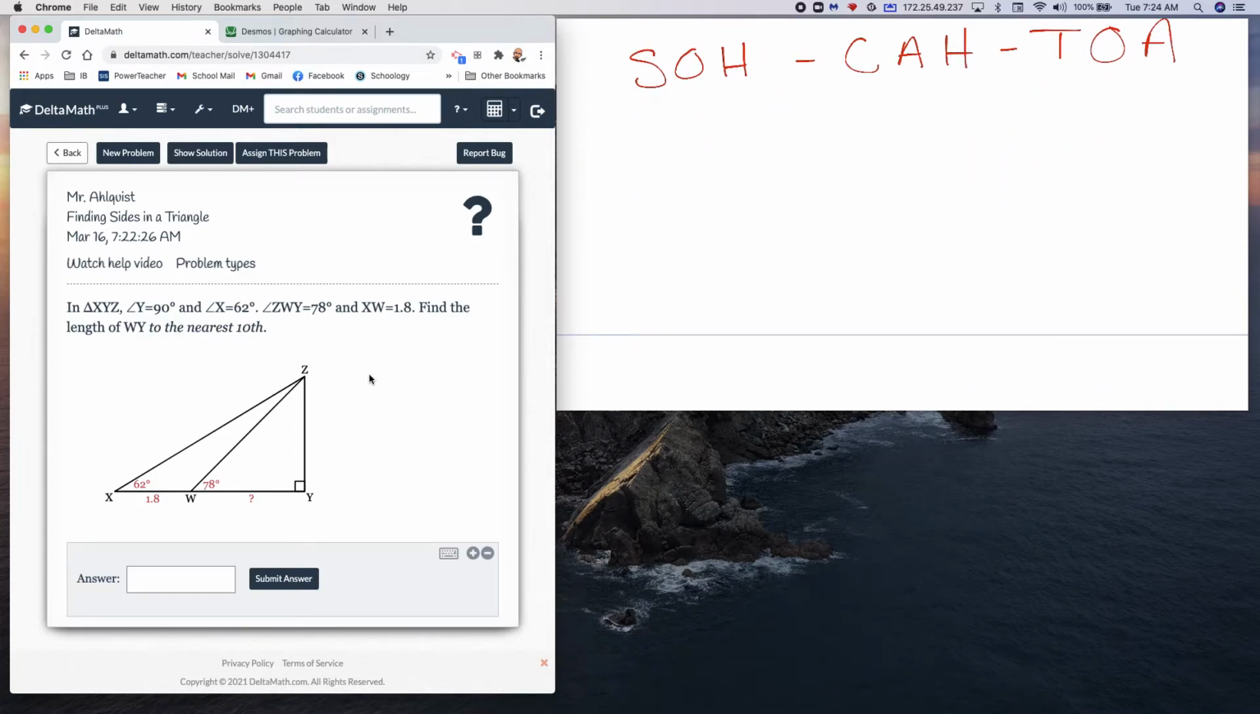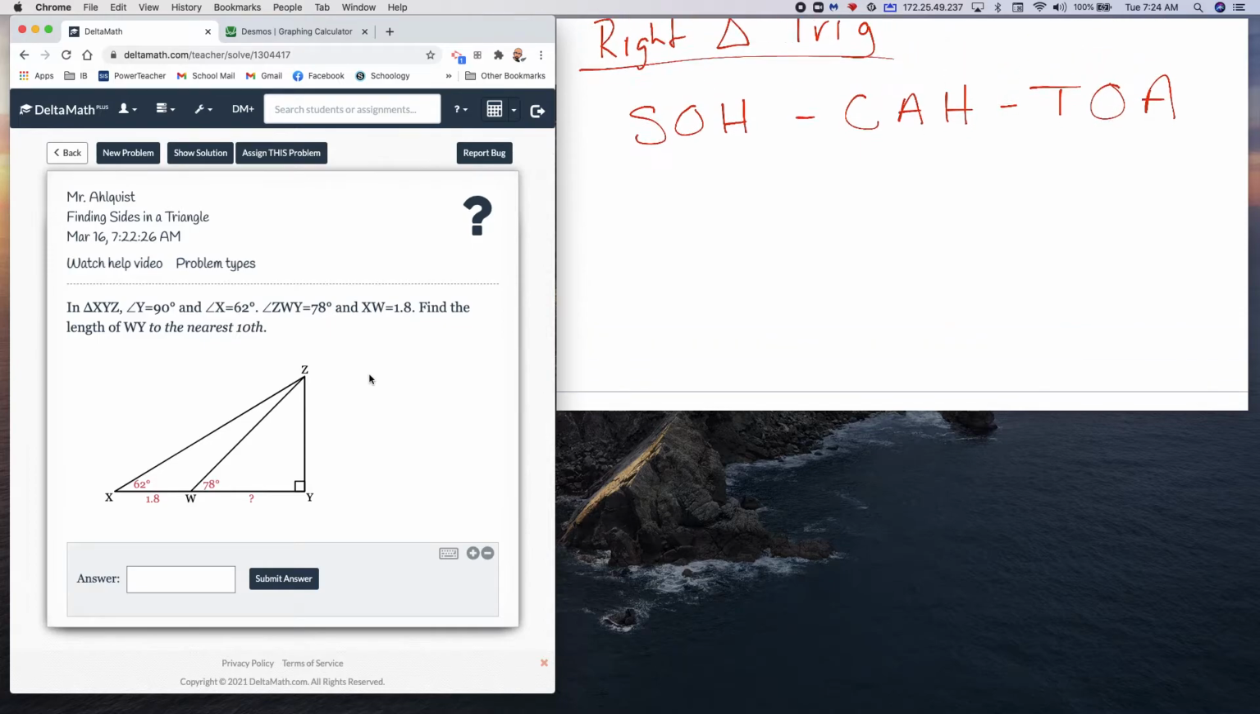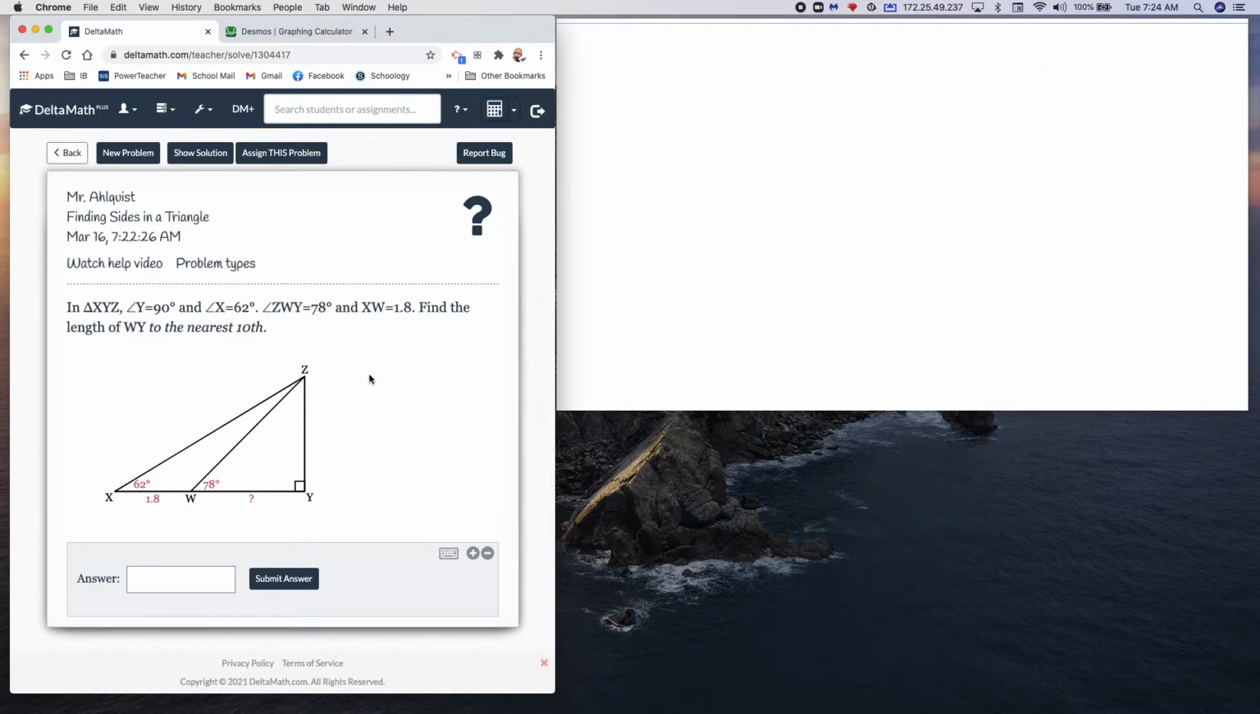So all that's review, right? I mean, we've done that stuff. When you have a problem like this one that's given, and you've got a bunch of different things in here, you've got a line coming down here, this is 62 degrees, this is 1.8, this is 78, and this is a right angle, and they're asking you to find that piece.